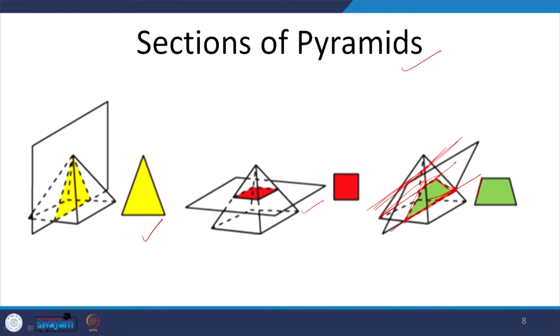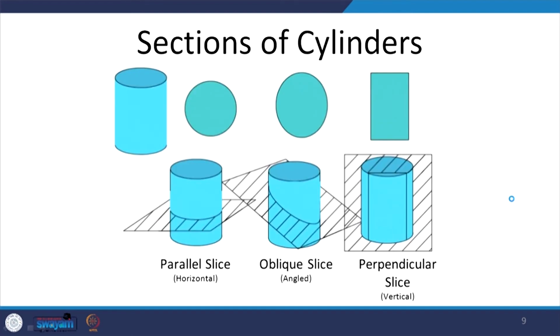How do you determine what is this angle? Where will you see it from? How will you draw the true shape of the section is something that we have to learn, and that is what we will learn in subsequent lectures, how to draw the orthographic projections.